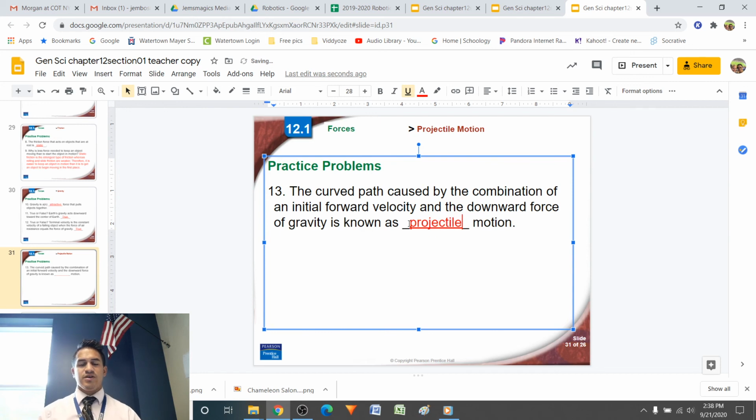Perfect. All right, so that is it for this section notes and all those practice problems. Hopefully that helped you and gave you a little bit of clarity.